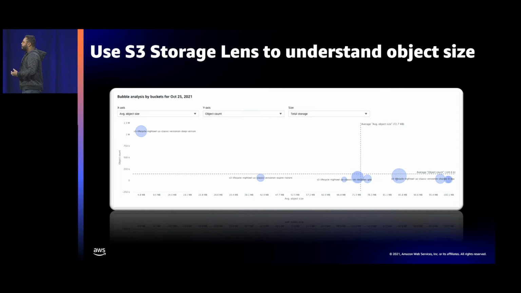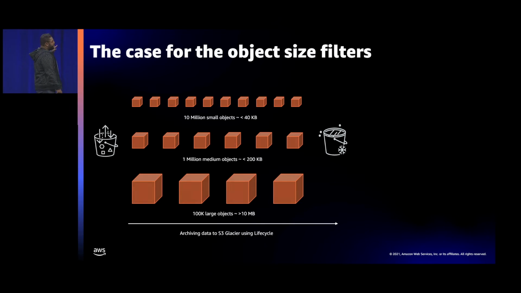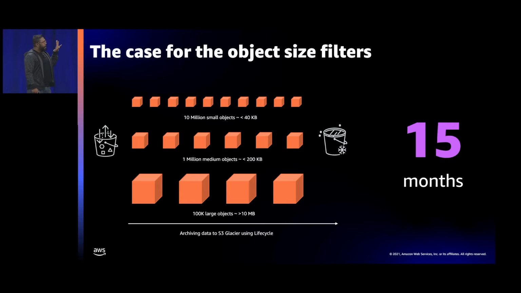Archive. So I feel I've talked a lot about high-level terms like object size, retrieval patterns, and all of that stuff. I wanted to show you a real example of a typical use case bucket that we see. So here we have a bucket with a lot of small objects, many medium-sized objects, and a few large objects. Well, in S3 scale, a few means hundreds of thousands.